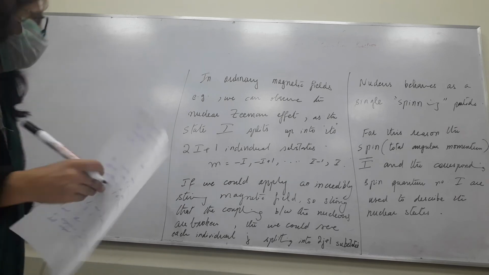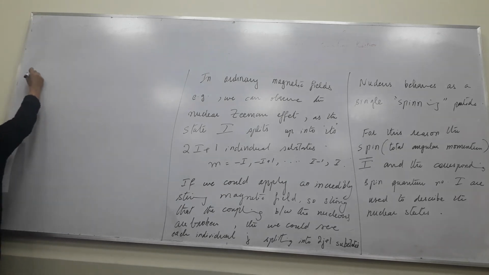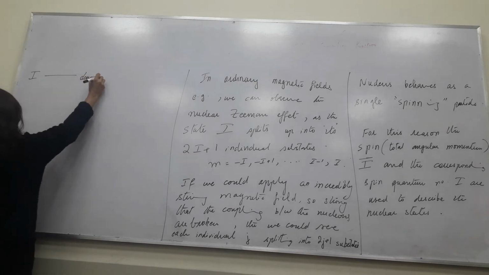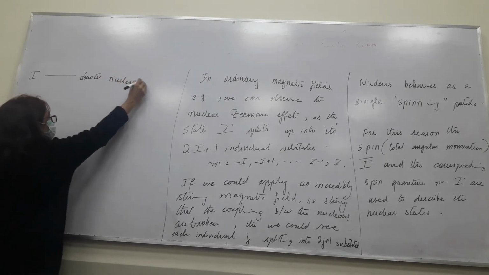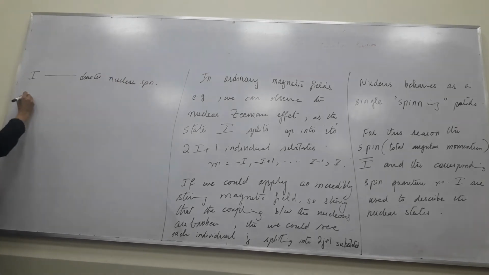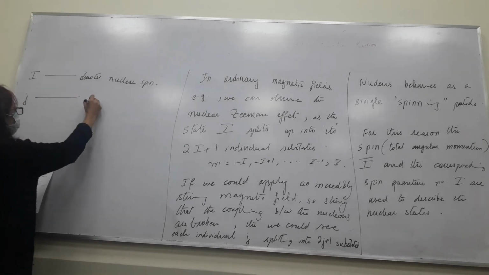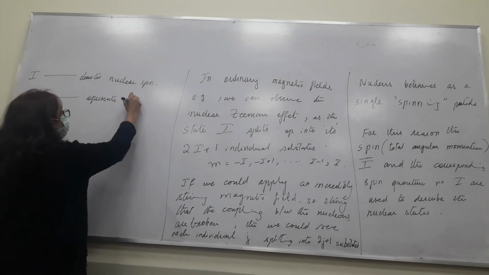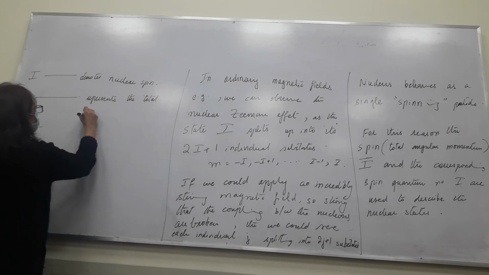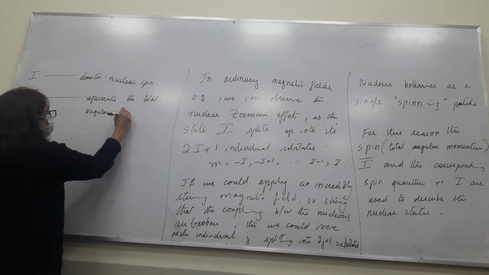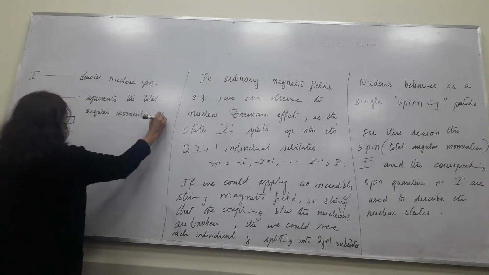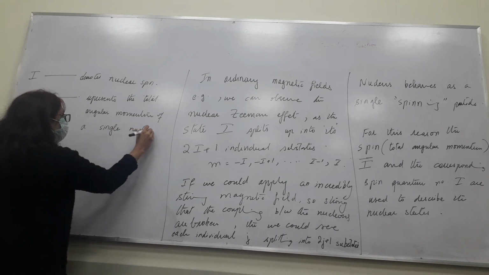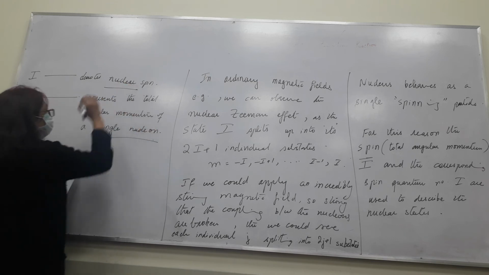Now let us clarify that I from now on will denote nuclear spin and J represents the total angular momentum of a single nucleon. So this is for one nucleon and this is for the nucleus.